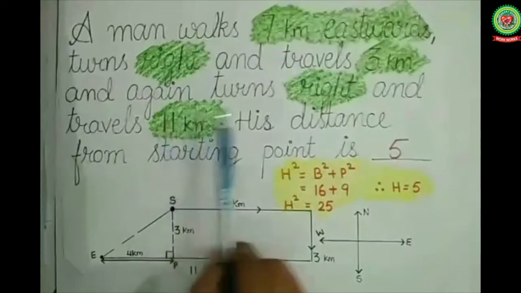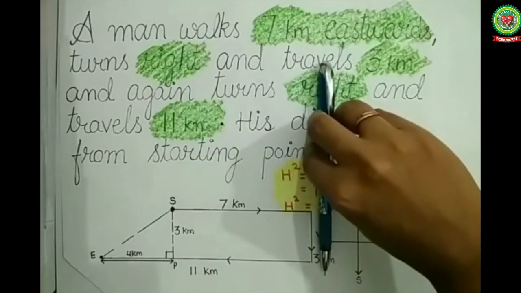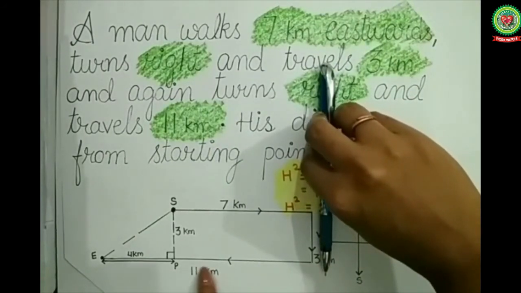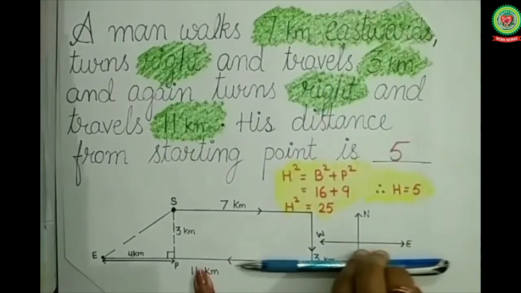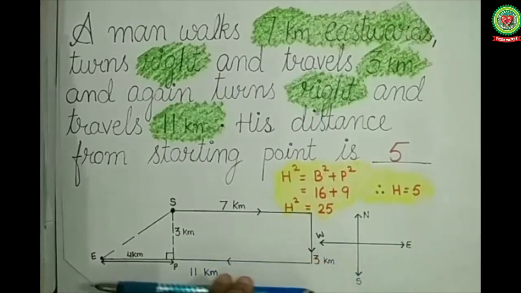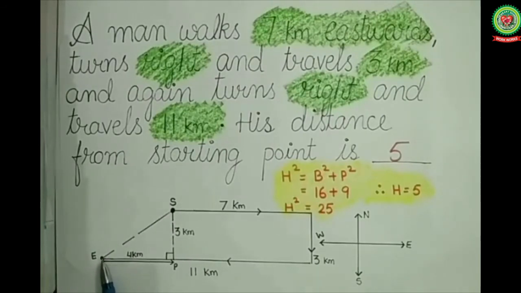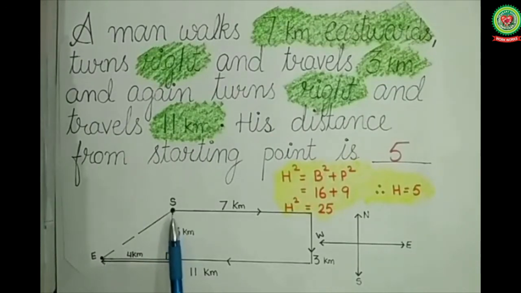Next, he again turns right and travels 11 kilometers. Initially, he was in this direction. Now he again has to turn right and has to travel 11 kilometers. That is, now he will turn in this direction and will cover a distance of 11 kilometers. His distance from starting point is, suppose students, after traveling a distance of 11 kilometers, he reaches the point E, where S is the starting point. Now you have to find the distance between the points E and S.